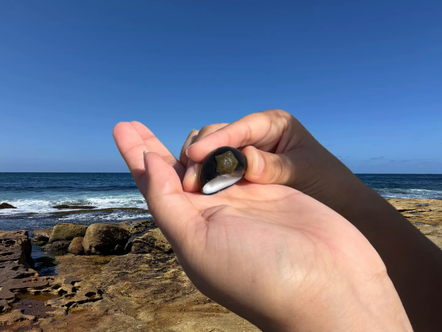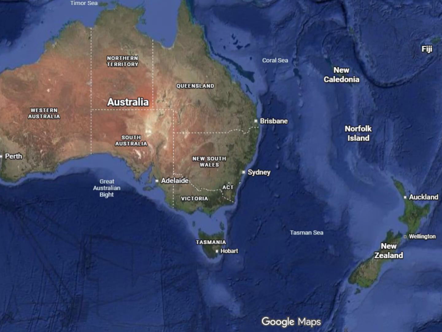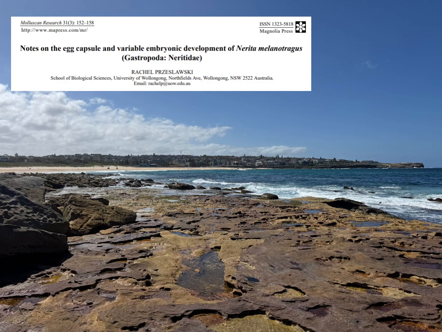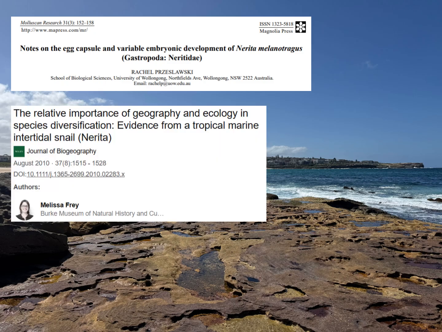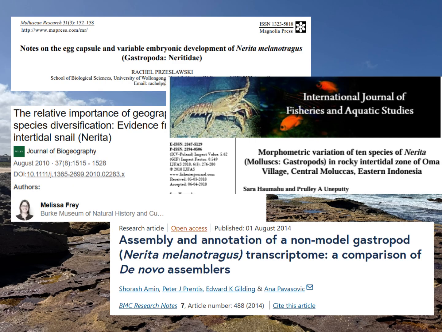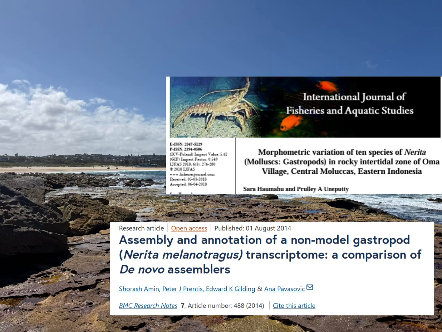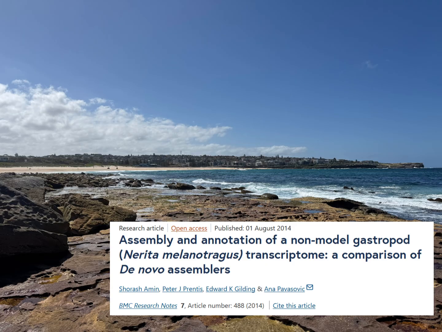Although Nerita melanotragus is widespread across southeastern Australia and New Zealand, there's surprisingly little research on how its shell morphology varies within a single site across microhabitats. Most studies focus on interspecific variation, or large-scale environmental gradients. These are the only studies that specifically look at Nerita melanotragus.